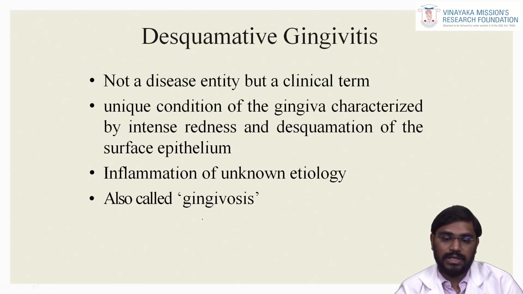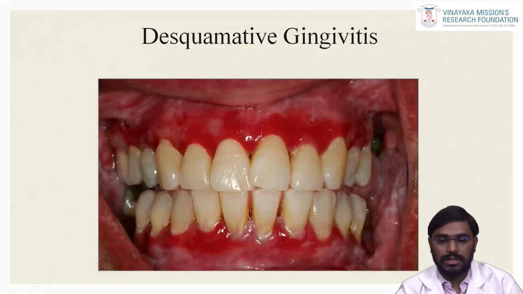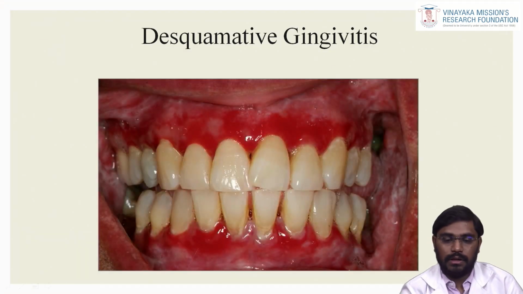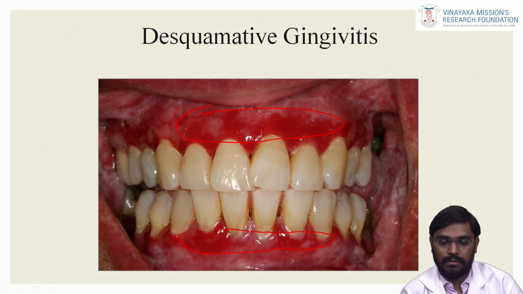Coming to desquamative gingivitis, it is not entirely a disease, it is a clinical term. It is a unique condition of the gingiva characterized by intense redness and desquamation of the surface epithelium. Inflammation of unknown etiology, basically it is idiopathic, and it is also called gingivosis. So you can see the clinical picture shows there is redness, the reddish area.